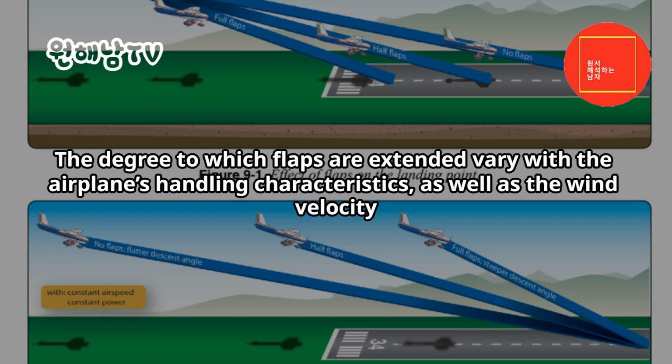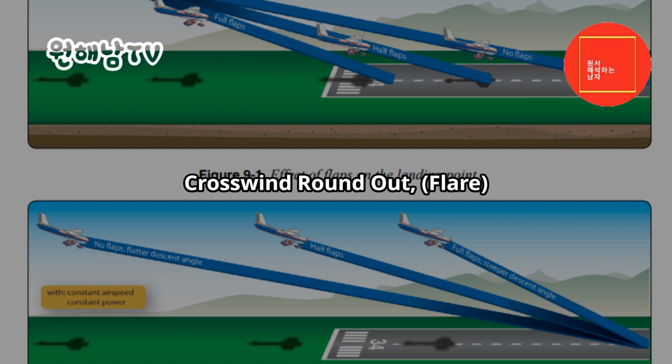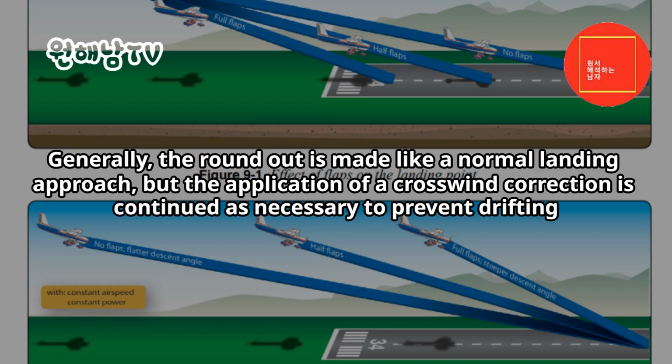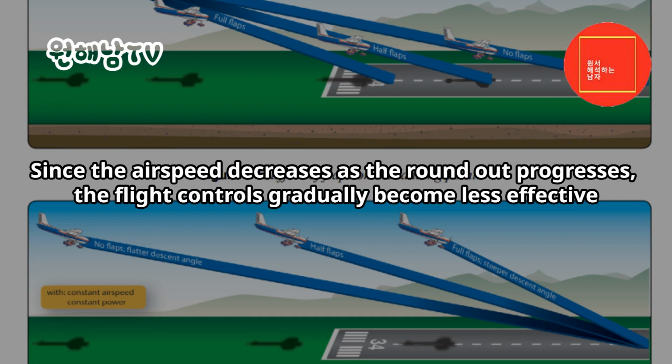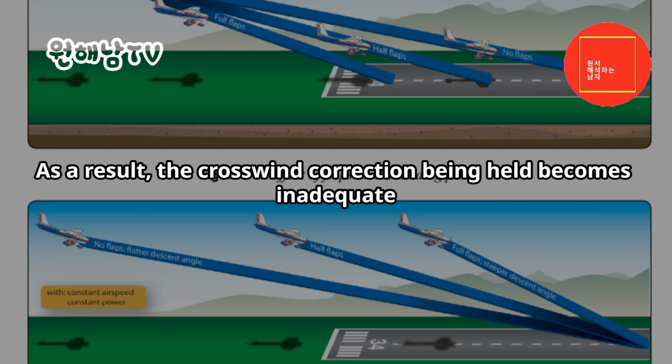The degree to which flaps are extended varies with the airplane's handling characteristics, as well as the wind velocity. Crosswind round out, flare. Generally, the round out is made like a normal landing approach, but the application of a crosswind correction is continued as necessary to prevent drifting. Since the airspeed decreases as the round out progresses, the flight controls gradually become less effective. As a result, the crosswind correction being held becomes inadequate.